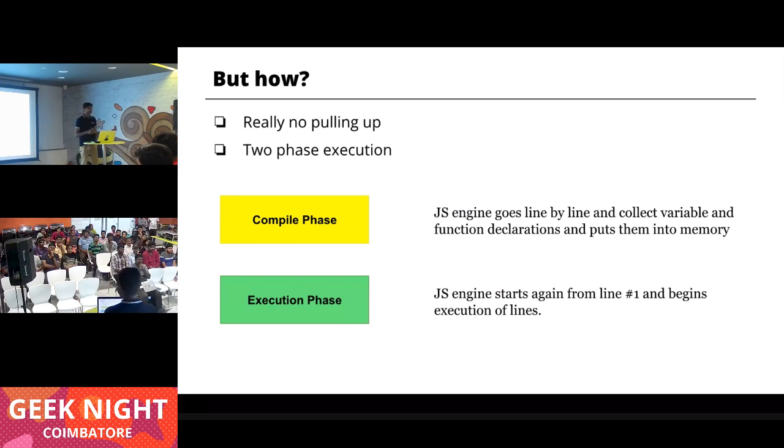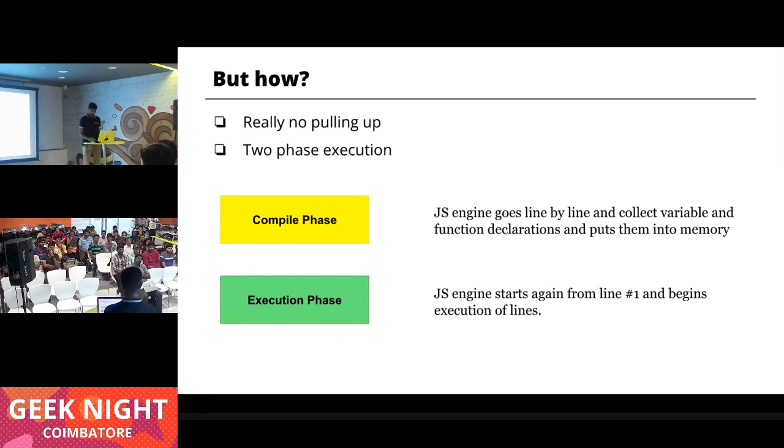The first phase is called the compile phase. It goes through your code from line 1 to the end and looks out for declarations, which can be variable declarations or function declarations. If there is any declaration, it does the declaration alone. Then it goes to the next phase, where it starts from line 1 again and runs your exact code, not the declarations. It leaves the declaration part alone and runs the rest of the code. This is how hoisting really happens.